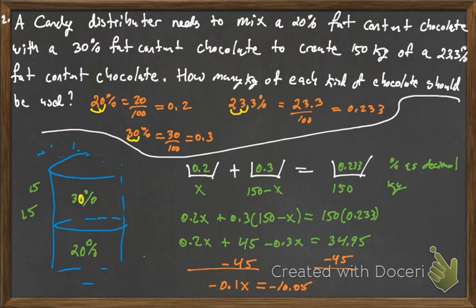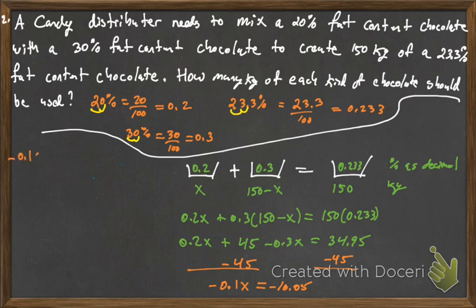Let's go ahead and erase our cylinder because we're out of real estate. And we'll rewrite and solve that by dividing by negative 0.1. So there it is. And divide by negative 0.1. And so that's going to tell us x is 100.5 kilograms, and x represented the 20% fat content.